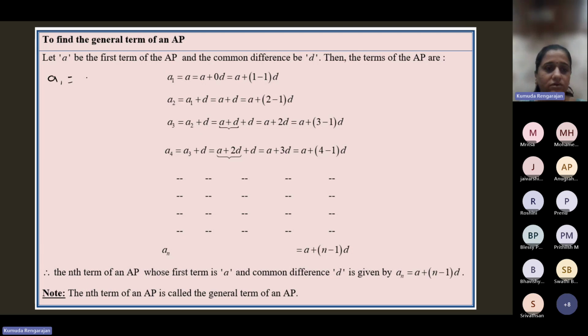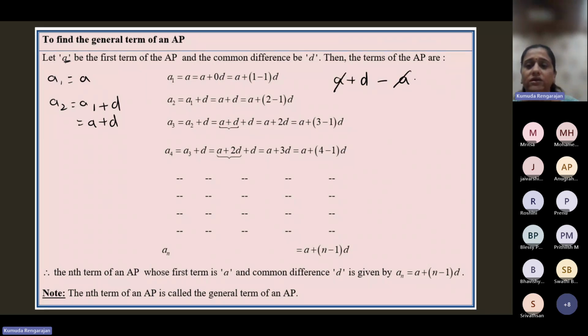A1 is the first term, so we're calling that A. A2 is the second term. How do we write the second term using A and D? The second term is the first term A1 plus D. So A2 is A plus D. Is this right? Yes, because the second term A plus D minus the first term A gives the common difference D.